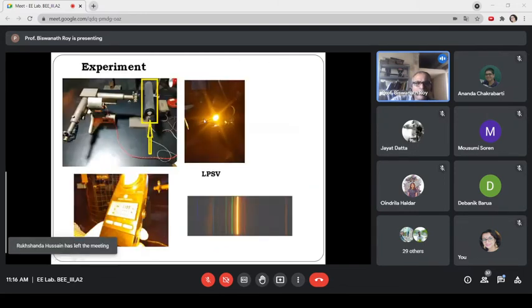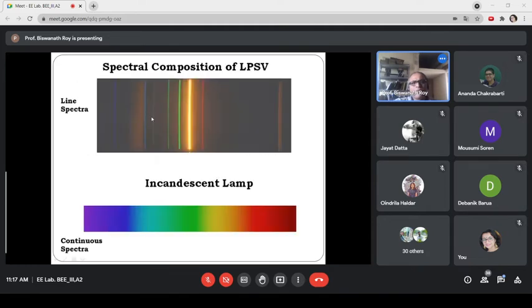Now, when we put the chromometer very close to this small circular opening from where light is coming out, then we can get data here. I am coming later to the chromometer. Let us look at the spectrum of the low pressure sodium vapor lamp.